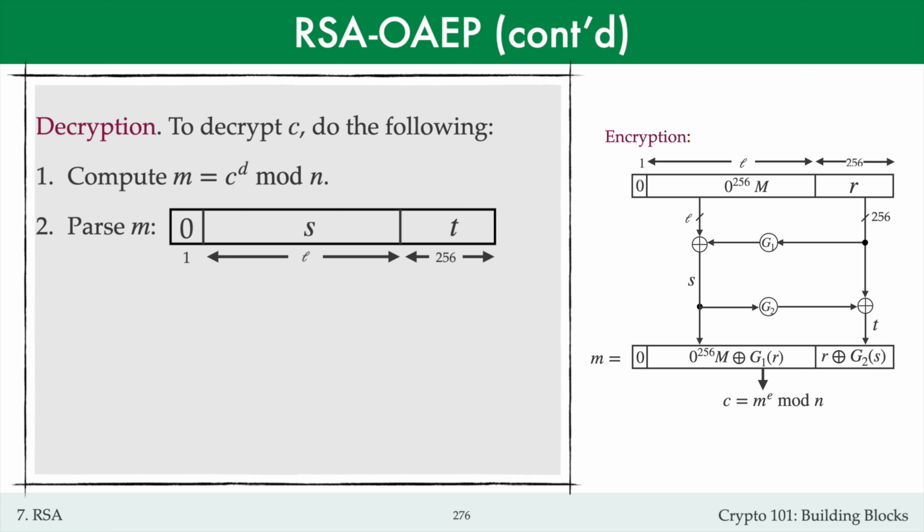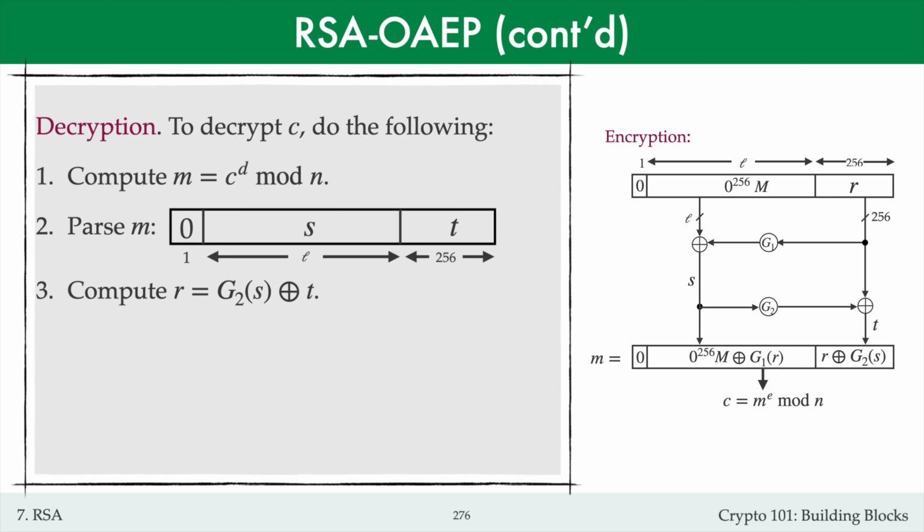She then parses M into a single bit, followed by L bits, which she calls S, and the last 256 bits, which she calls T. She checks that the first bit is 0. If not, then she rejects C.